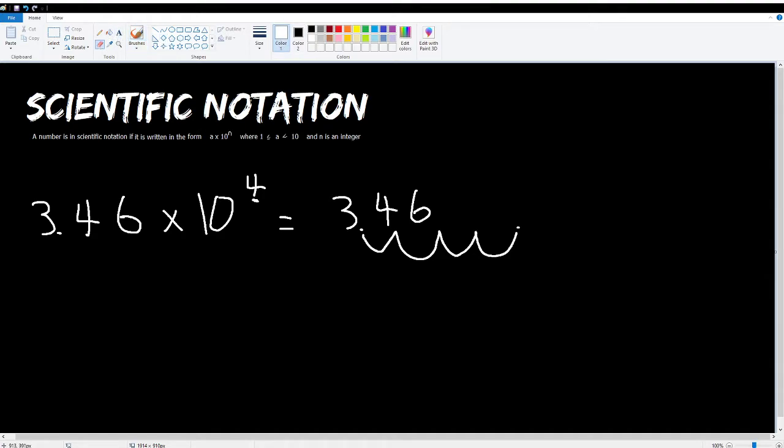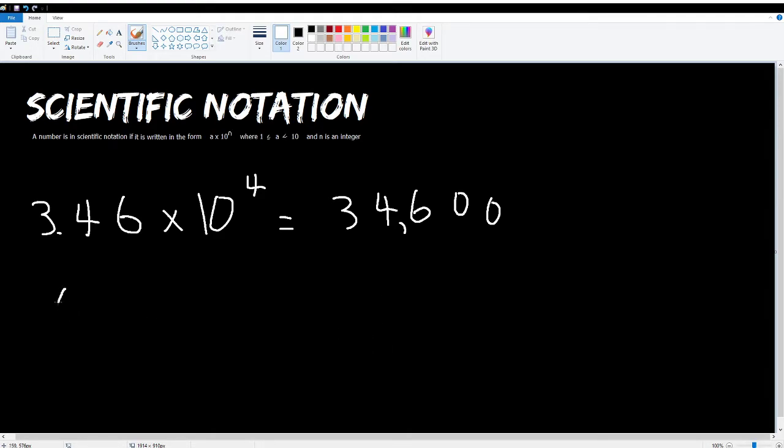Within these places, I'm going to put in 0s. So that's exactly what it means. That means 3.46 times 10 to the 4th power is 34,600. Okay? Let's do another example.